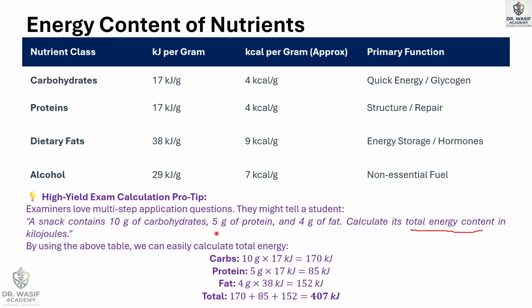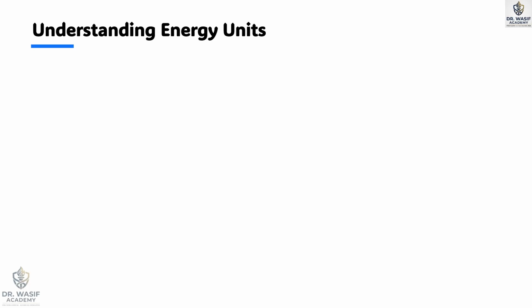What about protein? Protein in this snack is 5 gram. We shall multiply 5 with 17, then we will have 85 kilojoules. And fat is 4 gram. So fat is multiplied with 38. That will give us 152 kilojoules. So by adding all three, we shall have what this one snack is giving us, that is 407 kilojoules. So by using this table, we can exactly calculate the energy given by any food item.